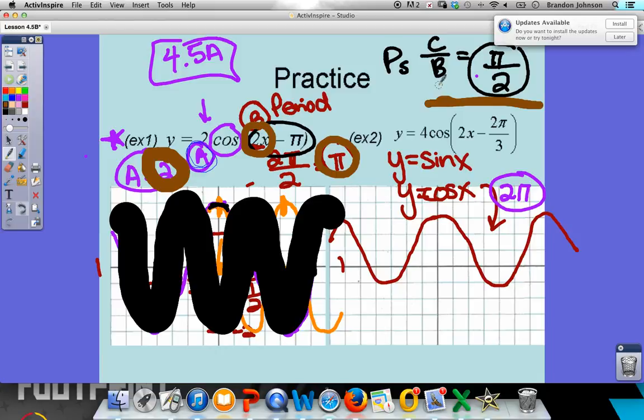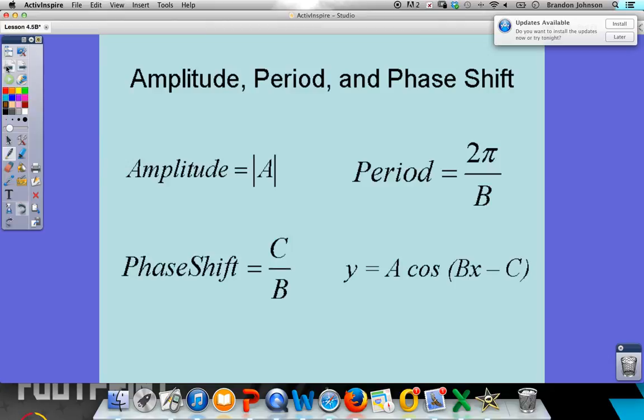Hope that helped out a little bit. Note that if you have any questions, please come and talk with me. But remember, altitude, phase shift, and then finally we have our period. All three of those things come together to give us our answer. All right? And I keep saying altitude, I mean amplitude.